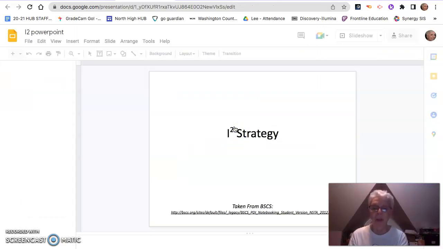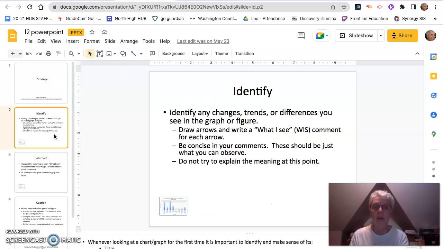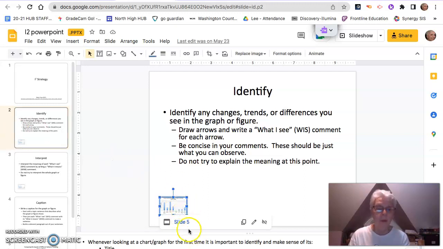So I2 strategies start off by helping you to identify any changes or trends or differences you see in a graph or a figure. You're going to draw arrows and write what you see, which is a WIS comment for each arrow. You're going to be concise in your comments. These should just be observations. Do not explain it yet. You're just doing observations. So we will look at this in just a moment.